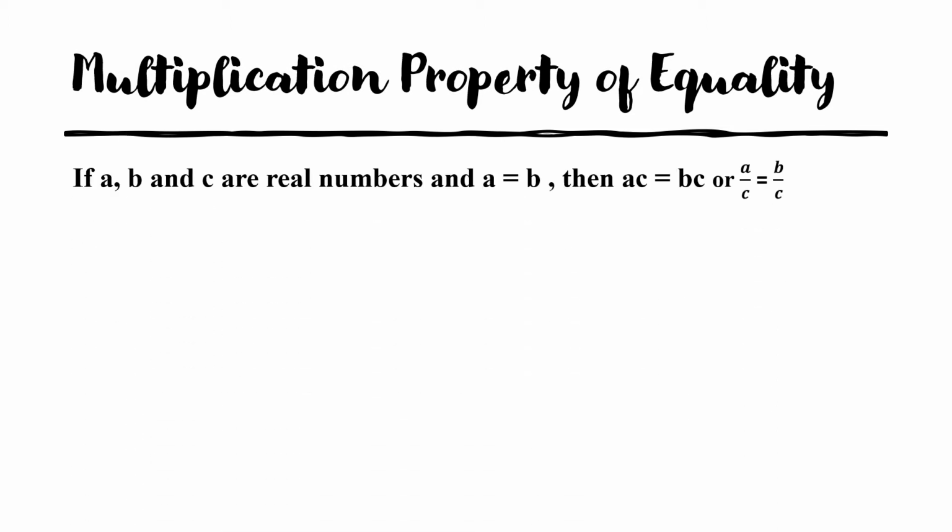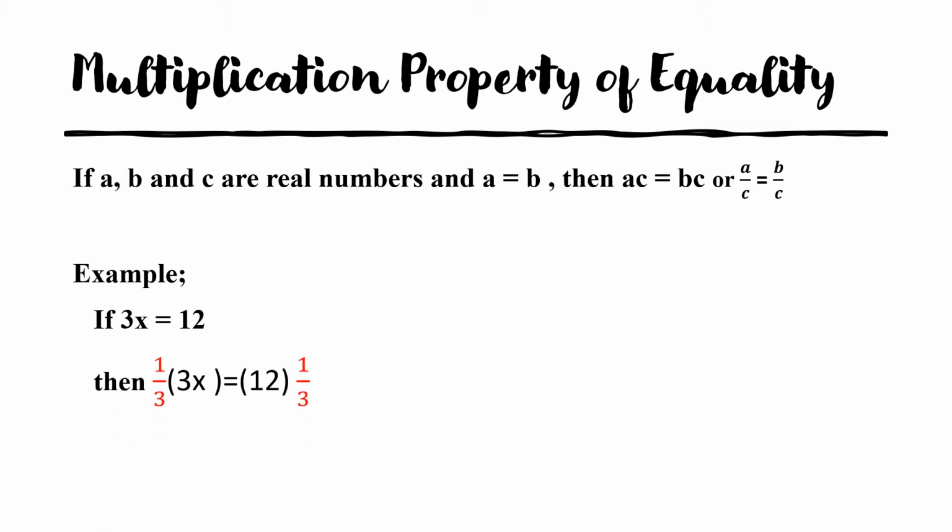It states that if A, B, and C are real numbers and A is equal to B, then AC is equal to BC, or A over C is equal to B over C. If we have 3x is equal to 12, applying the multiplication property of equality, we need to multiply both sides of the equation by the reciprocal of the coefficient of x. Since the coefficient of x is 3 and the reciprocal of 3 is 1/3, we have 1/3 times 3x is equal to 12 times 1/3. That is the multiplication property of equality.